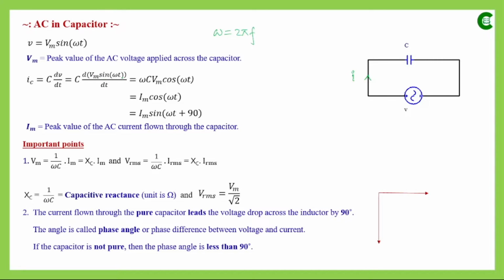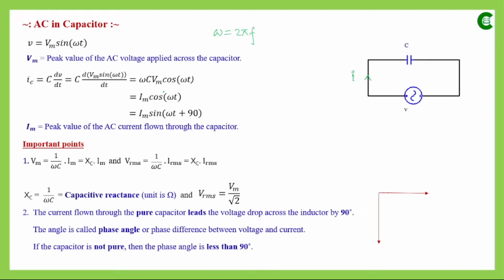Now if we differentiate this expression, Vm is constant with respect to time, so Vm will come out of the differentiation, and sin omega t will become cos omega t, and since it is omega t, this omega will also be multiplied with cos omega t. So finally we get C Vm omega cos omega t. This is the rule of differentiation, so I don't need to explain that much. Since this is the expression of current, Vm multiplied by omega and C, this whole thing gives us a measure of current. So let's assume that as the maximum current, Im, and cos omega t.